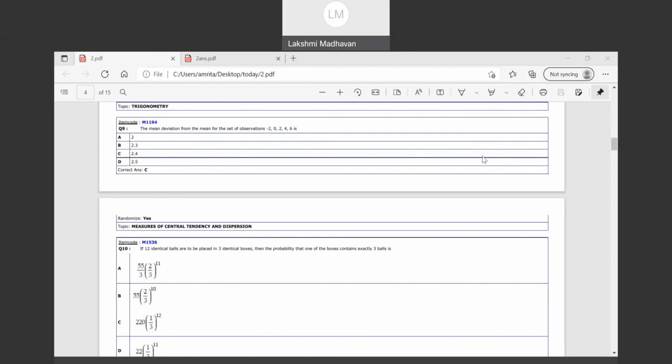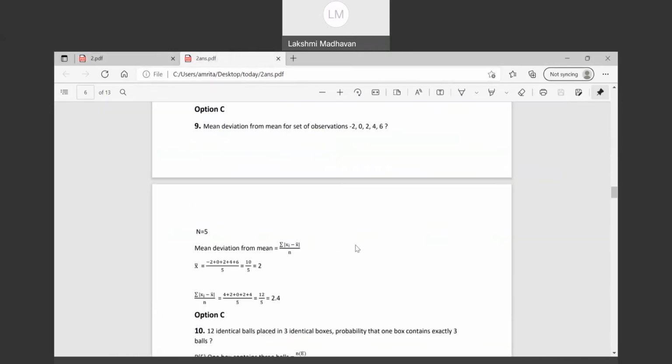So question number 9 is: the mean deviation from the mean for a set of observations, given as -2, 0, 2, 4, and 6. So we have the mean for a set of observations, and from that we have to find out the mean deviation. And here we have 5 observations, that is -2, 0, 2, 4, and 6. So let's see how we are going to solve this question.